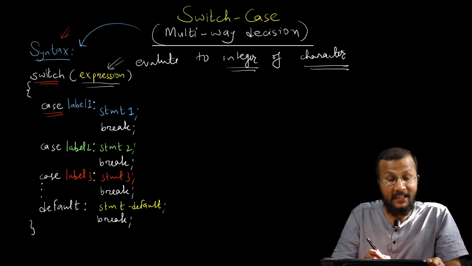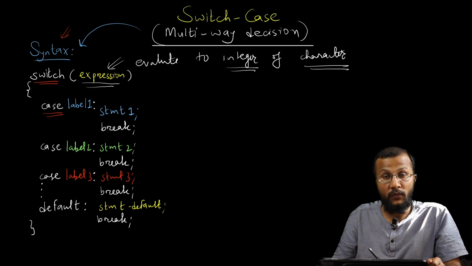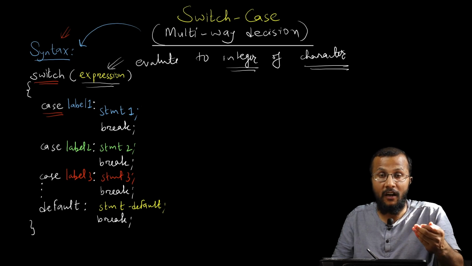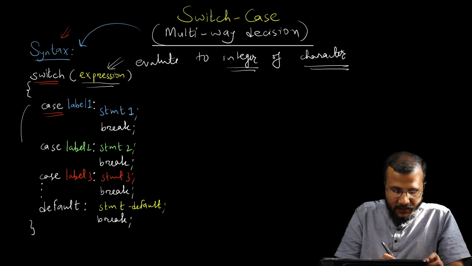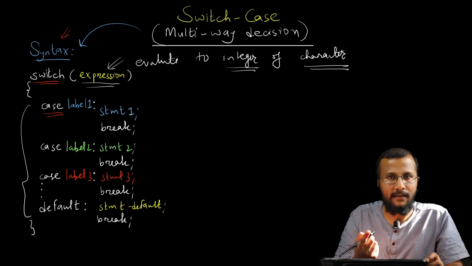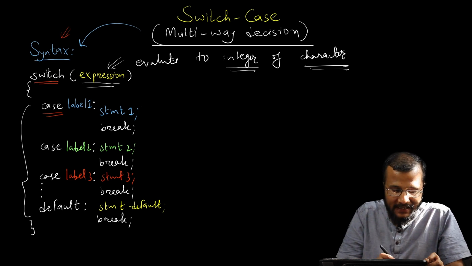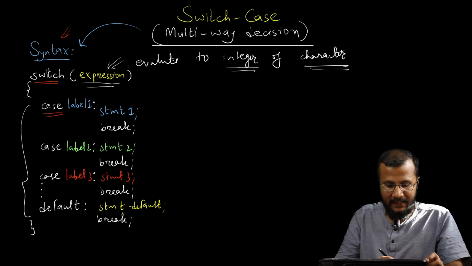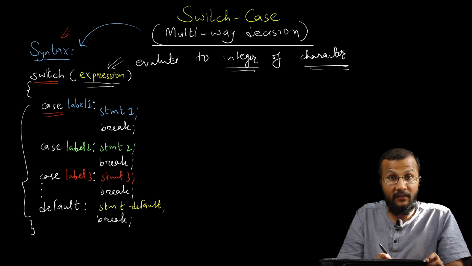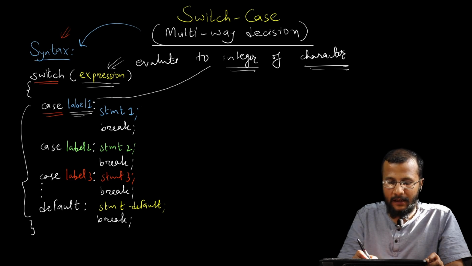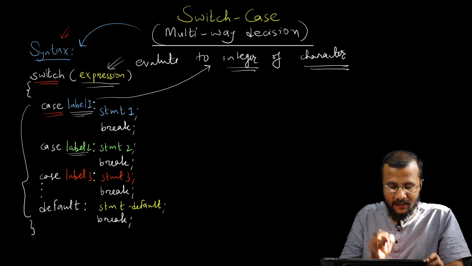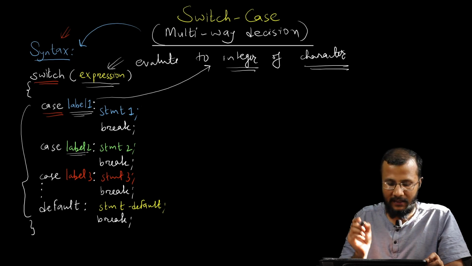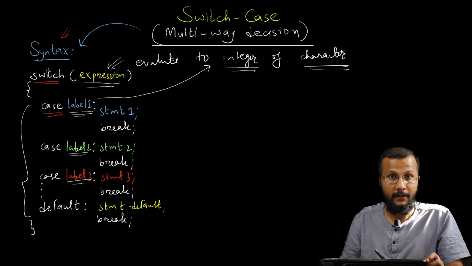First of all, this expression is evaluated. It will have an integer output or a character output. Now inside the switch case, we write multiple cases. Case is a reserved keyword in C. We write case, then give a space and give one label. This label will also be either an integer or a character. All these labels will be either integer values or character constants. So these are the labels.